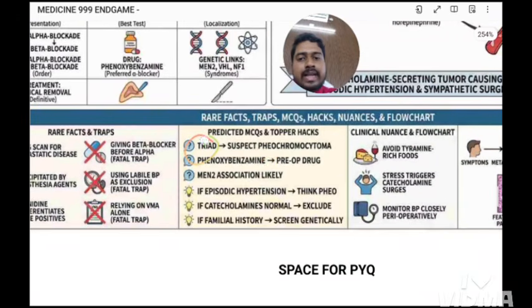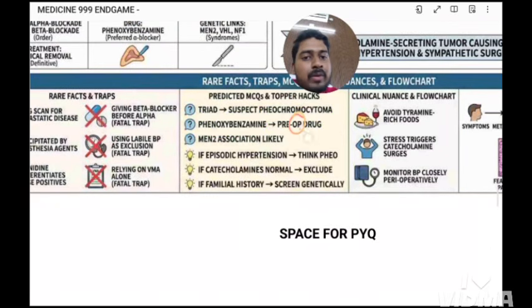Next, I have already told you, phenoxybenzamine is used as a pre-operative drug because during surgery, one is stress, which can increase catecholamine surge, and second is some anesthetic agents can also increase catecholamine surge, because of which we give phenoxybenzamine pre-op. MEN2 is most likely associated with pheochromocytoma. It's not MEN1, it is not MEN3, it is MEN2.